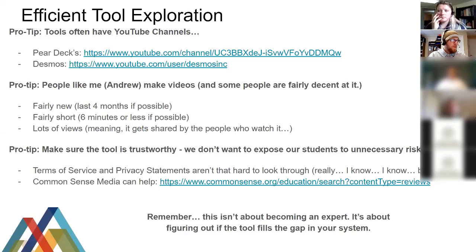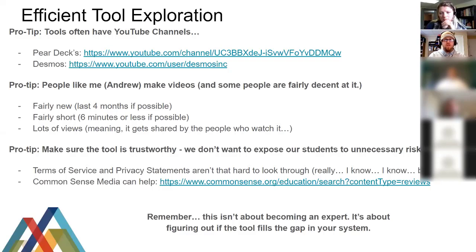Okay, but keep in mind as you're searching through these, you want to look for videos, not tools, rather, videos, that are fairly new, because tools update and change, fairly short, less than 5 minutes if you can find them, and have lots of views, which means that these tools are getting shared by the people who watch them. Somebody watches the video and then shares it, okay?